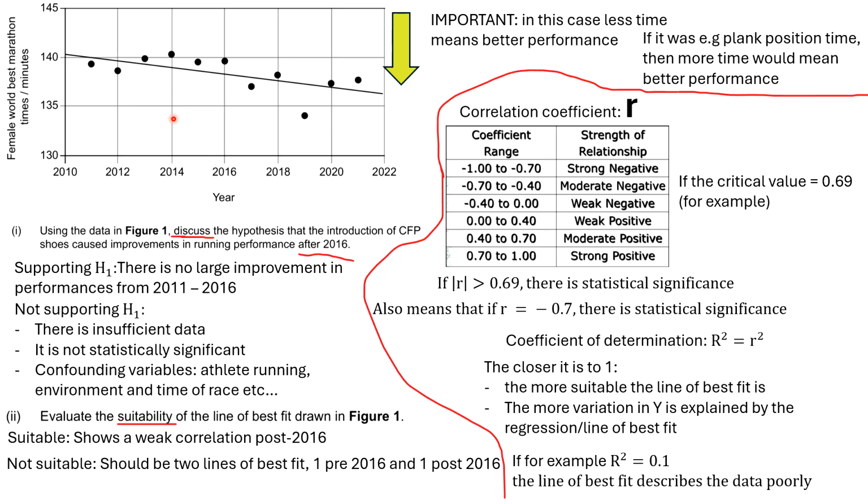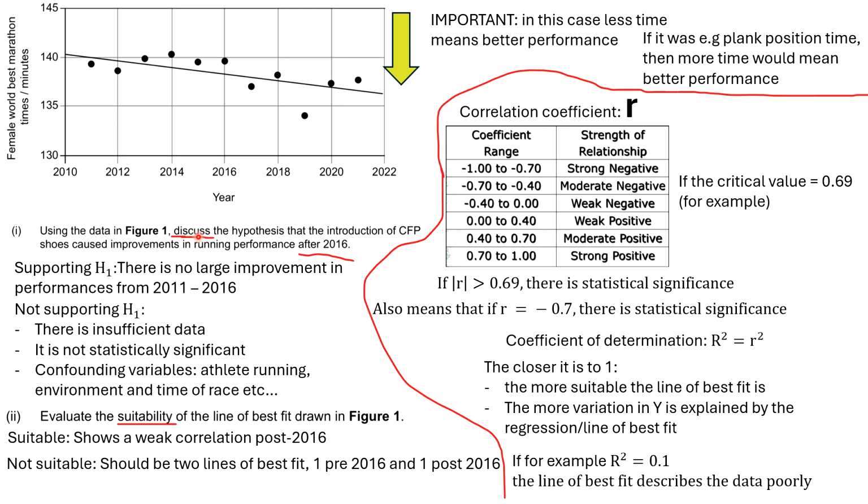Very important. When you see graphs, you need to identify whether more of the y variable is good or bad in terms of performance. So in this case, because it's the time running a marathon, less time means better performance. You need to identify that straight away. But if it was plank position time, we know that more time doing the plank would mean better performance. And this could be other variables that are not time, but you need to clarify this before you even answer the question.